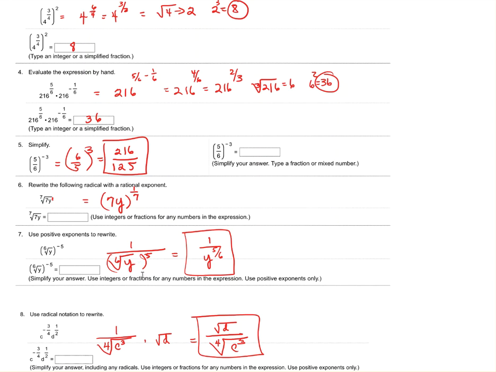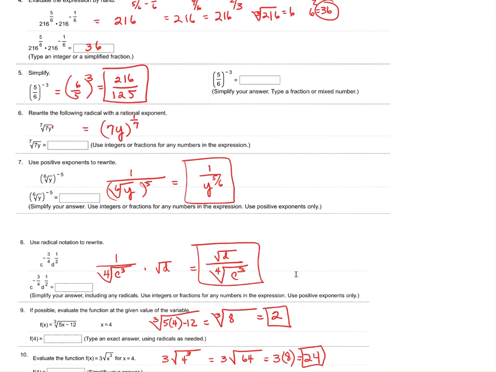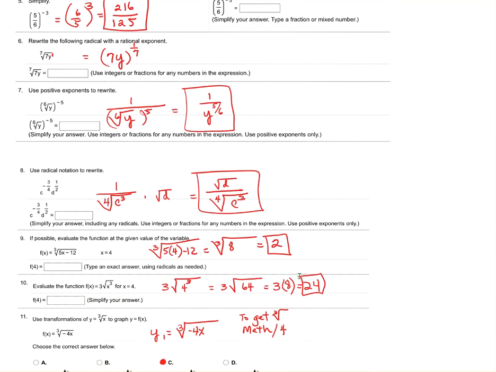Okay, let's look at number 7. 6th root of y to the -5. We can put all of this under 1. 1 over the 6th root of y to the 5th. So that is 1 over y to the 5/6. Remember, this number out here is the numerator of your fraction. There's your denominator.